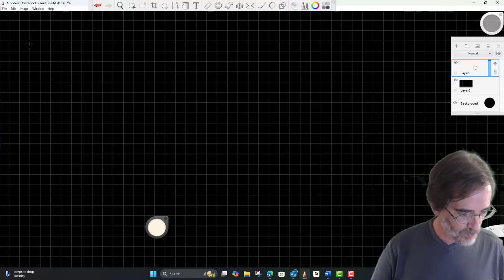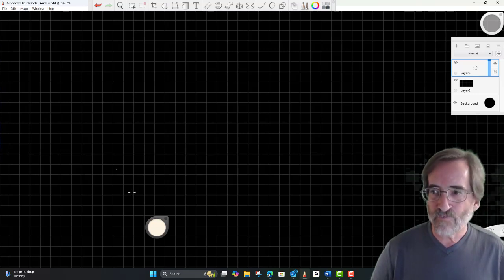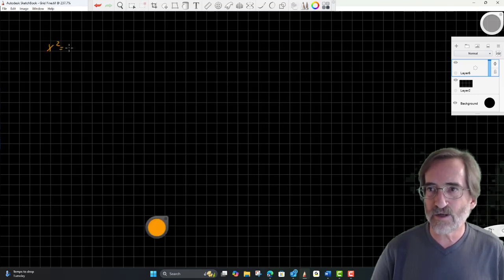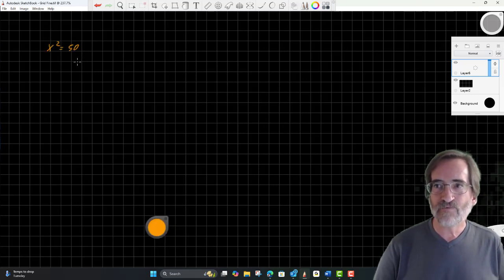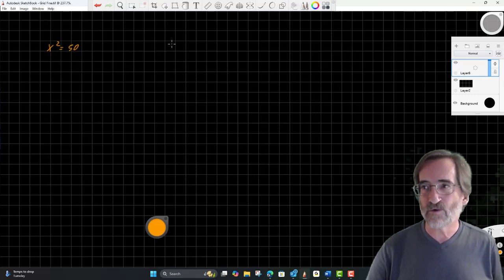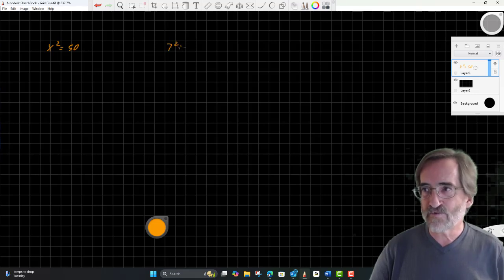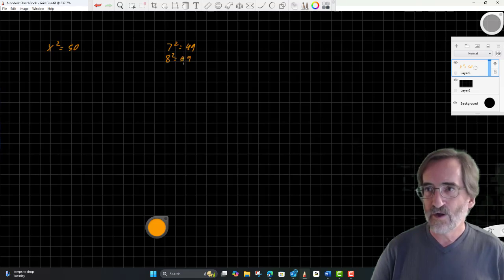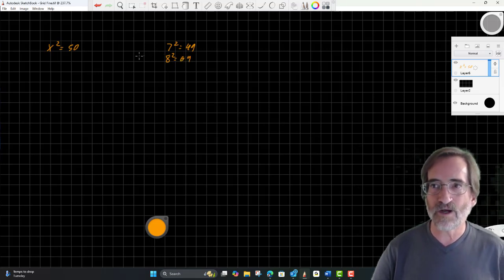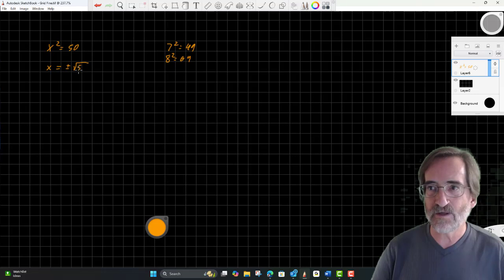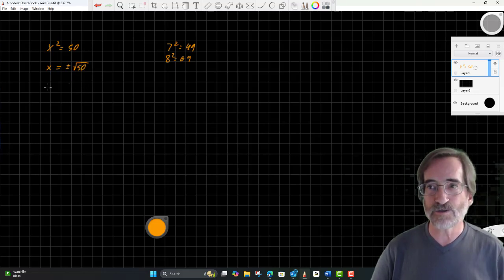Okay, so let's look at another one here. x squared equals 50. Now 50 is not one of my perfect squares. If you recall, 7 squared was 49, and 8 squared was 64. Now 50 is much closer to 49. So we say x is equal to plus or minus square root 50. That would be an exact solution.